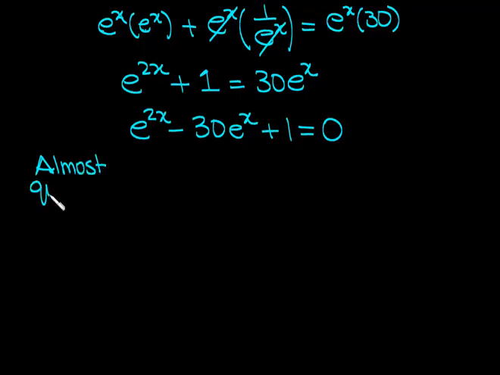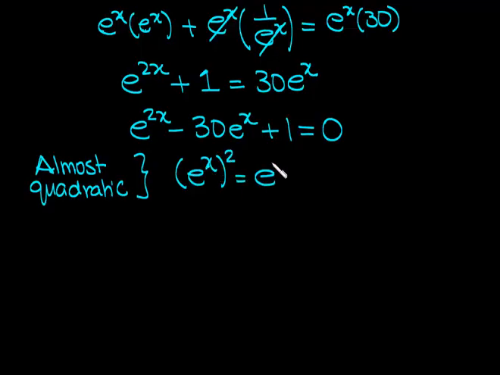Anytime you have three terms and none of the methods that you've learned so far work, then you try to see if it's almost quadratic. How do we check to see if something is almost quadratic? You take the middle term variable, which in this case is e to the x, and you square that. Anytime you square an exponential number, you multiply those exponents, so we get e to the 2x. And if you get the first term variable, then it's almost quadratic, so it is.